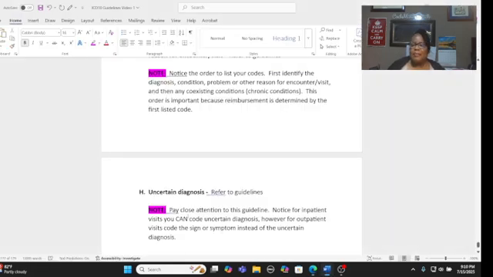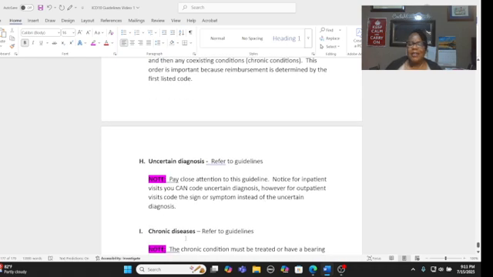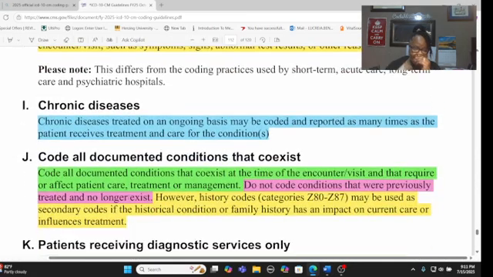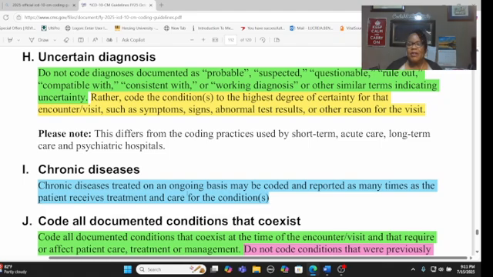So my note just says, pay close attention to this guideline. Notice, for inpatient visits, you can code uncertain diagnoses. However, for outpatient visit codes, the sign or symptom instead of the uncertain diagnoses is coded. All right, we're down to I, chronic diseases. Let's see what I says. Chronic diseases treated on an ongoing basis may be coded and reported as many times as the patient receives treatment and care for the conditions.